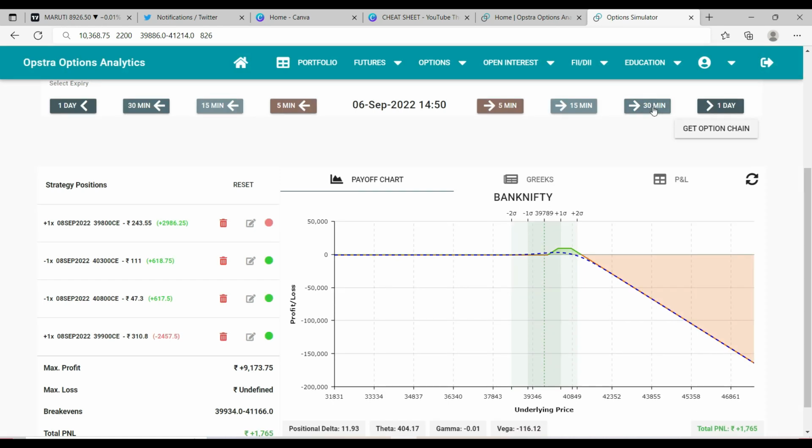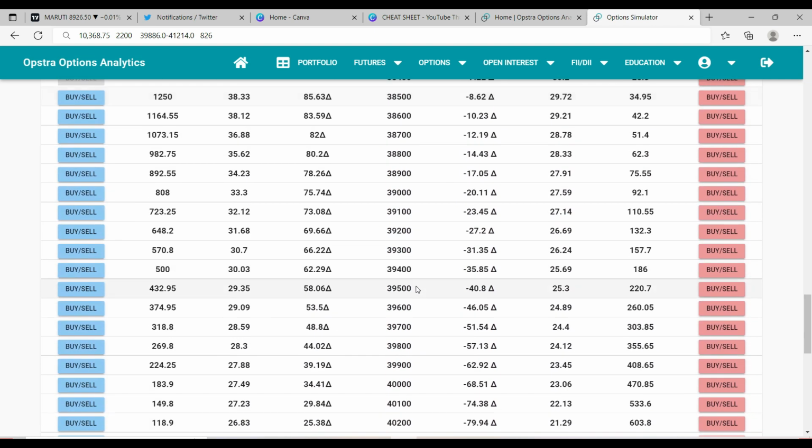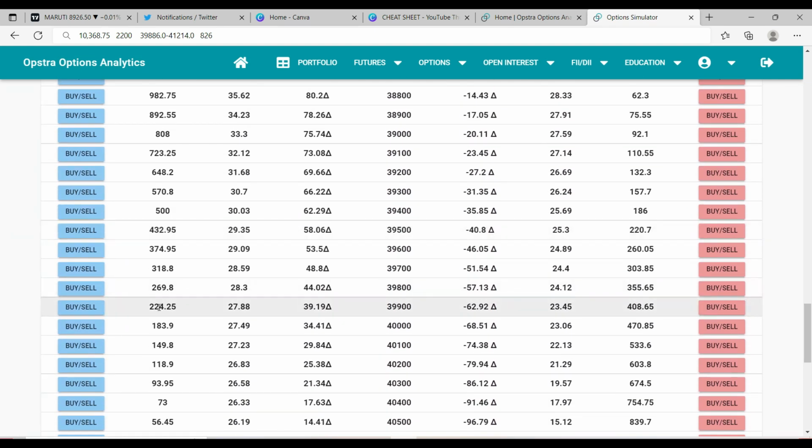Next 30 minutes. Now I'm at a profit of 1,822. My loss is almost 826. I'll take a chance. I'll not do the adjustments. If required, I can do the adjustment, but I'll show you why I'm not going to. This 39,900 was our new buy position. I'll show you what intrinsic value we will be getting. At 39,900, see, 224. Let me do that calculation.